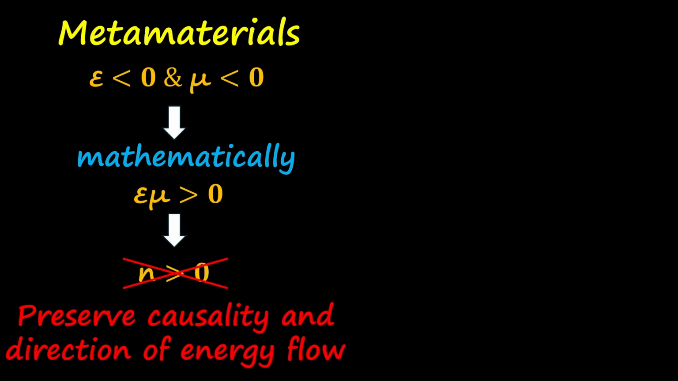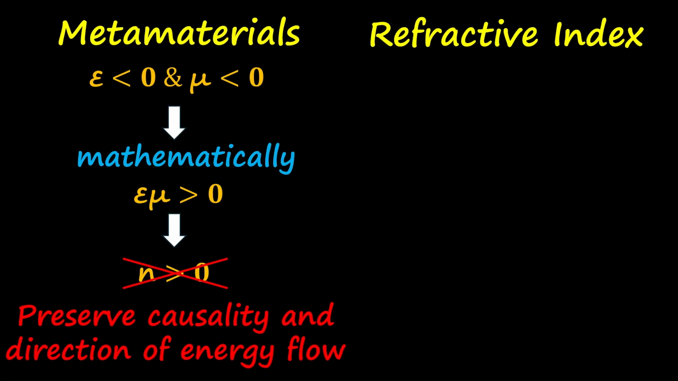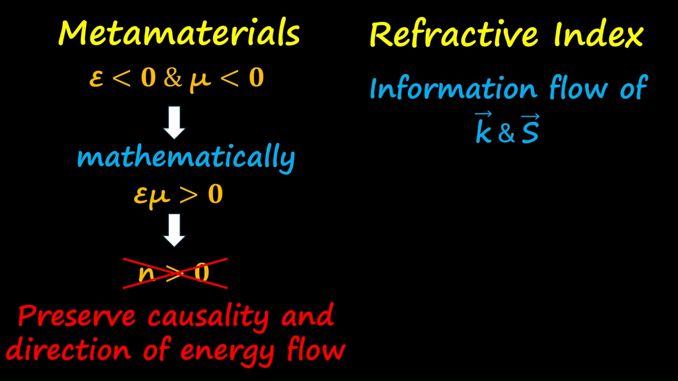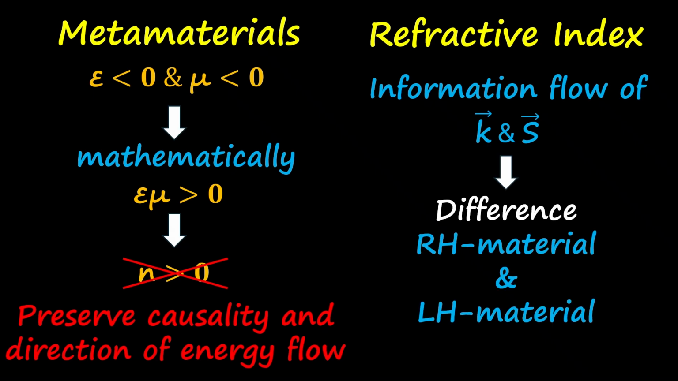Now, to understand why, we should know that refractive index is more than just a number, a magnitude. It also carries the information of the wave propagation and energy flow. Here k is the wave vector, and it denotes the direction of the phase velocity, and S is the Poynting vector. We also need to understand the difference between right-handed material and left-handed material.